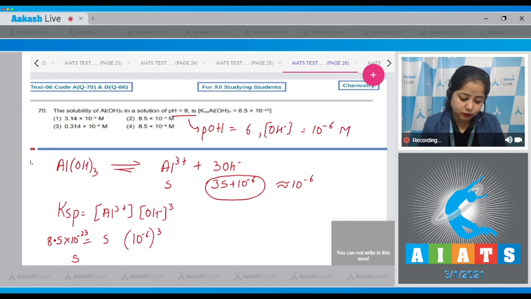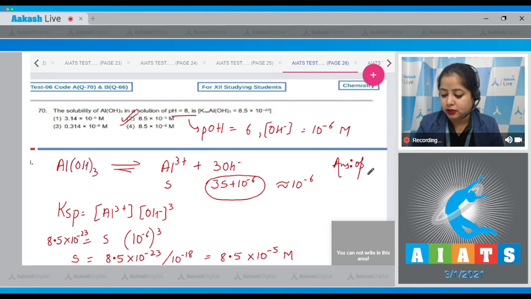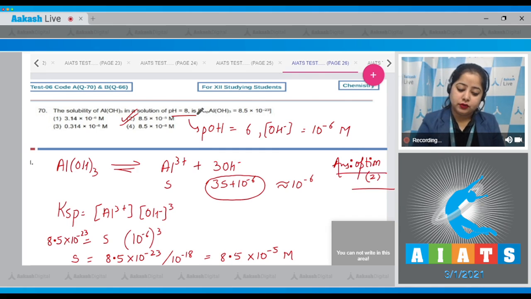So the value of solubility is equals to 8.5 into 10 raised to the power minus 23 upon 10 raised to the power minus 18, which is equals to 8.5 into 10 raised to the power minus 5 molar. That means the correct answer is option number 2. Here I'm writing answer is option number 2. Moving to next question.